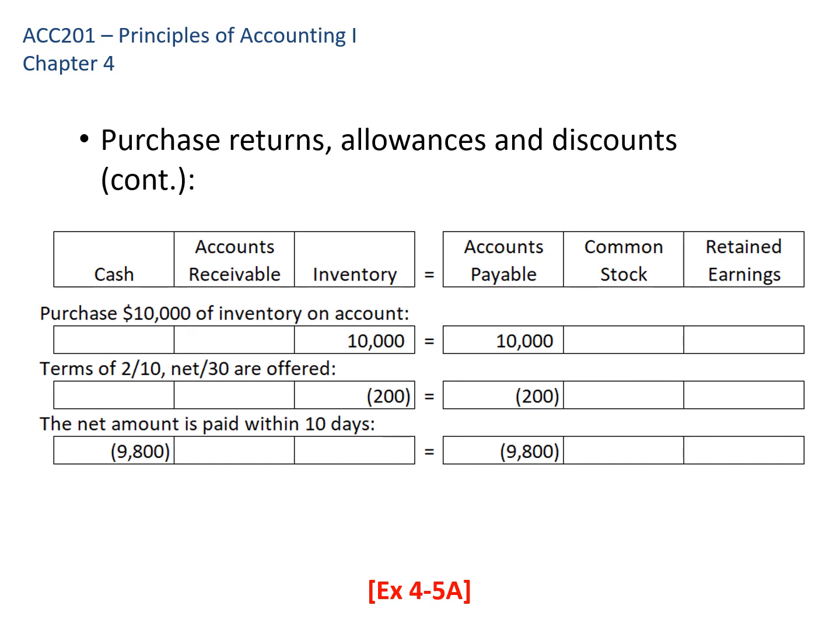Now, one thing that's important to note, and this will help you with your homework, is if I return part of the product, say as an example in this situation that I return $1,000 worth of the product, I would take $10,000 minus $1,000, and the discount, the 2%, would apply to the net purchase of $9,000. So the discount would be a little bit less.